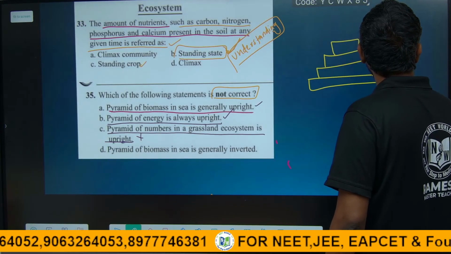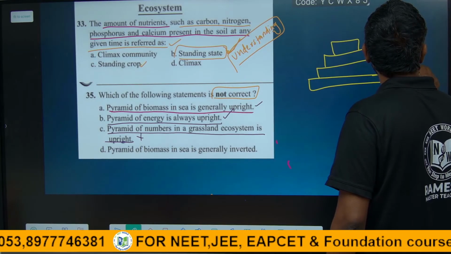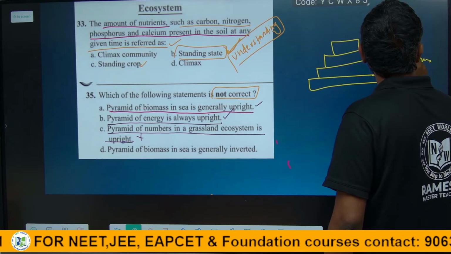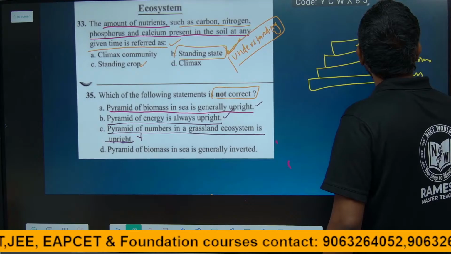Grass, herbivores, carnivores, and these are the omnivores.